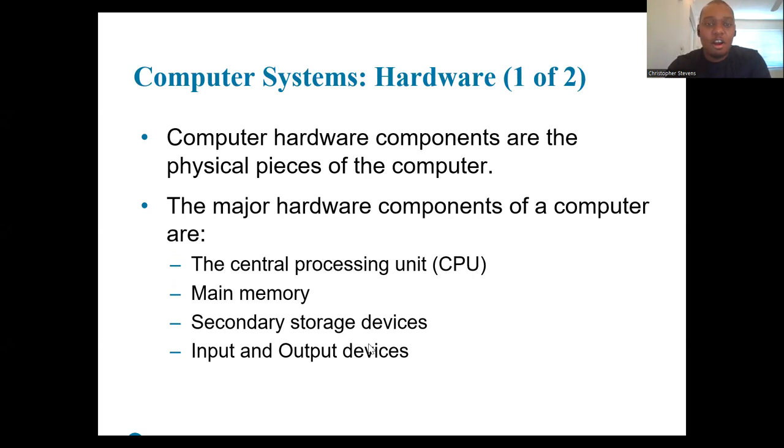So, computer hardware components are the physical pieces of the computer. The major hardware components are the central processing unit, or the CPU, main memory, secondary storage devices, and input and output devices.